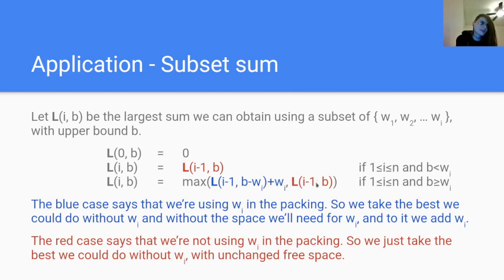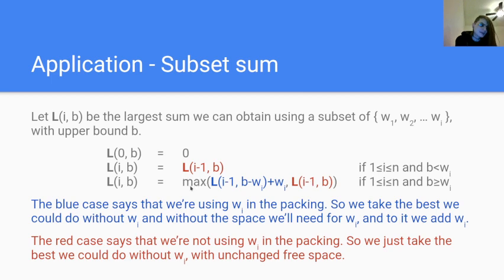The right case is saying we're not going to take the ith item. It's the same red case, L of I minus 1 comma B. We're not taking the ith item, so we'll just take what we had before. If that's better than actually using the ith item, then sure, let's take this as our optimal case.